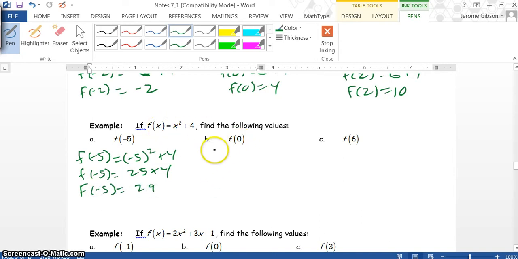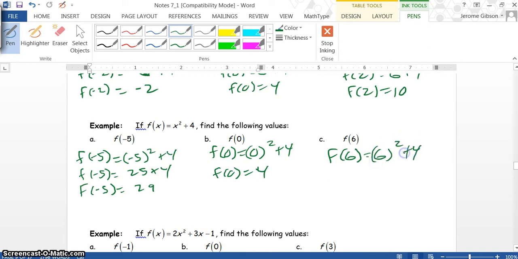Now we go to f of 0 using the same equation. So we have 0 squared plus 4. So f of 0 equals 4. Now we have f of 6 is equal to 6 squared plus 4. F of 6 is equal to 36 plus 4. And f of 6 is equal to 40.